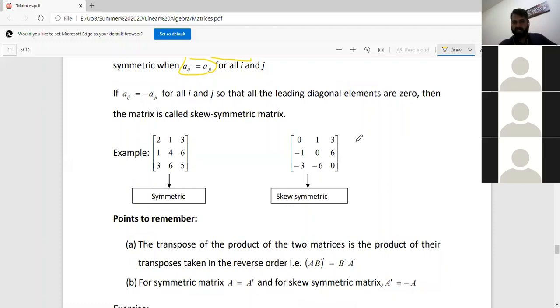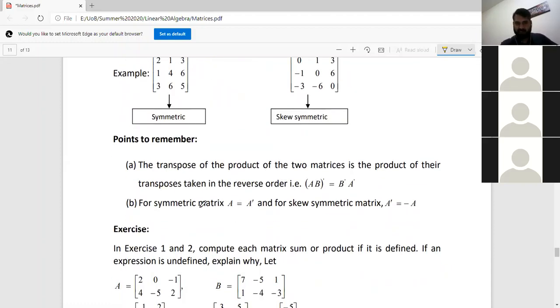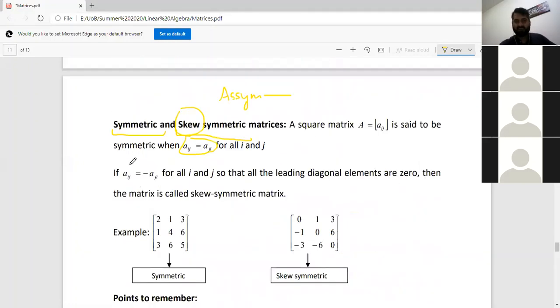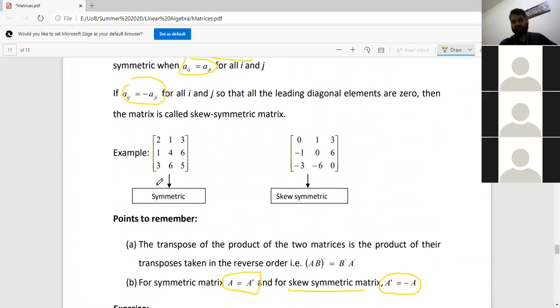So you see, for a symmetric matrix, A transpose and A are the same. But for a skew symmetric matrix, the transpose is equal to the negative of A. Again, entries are the same but with a negative sign. See this one: when Aij is equal to negative of Aji, then they are skew symmetric matrices.